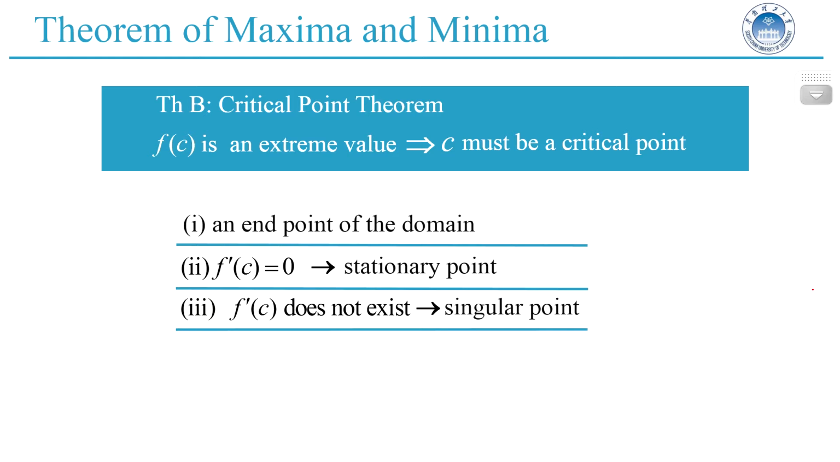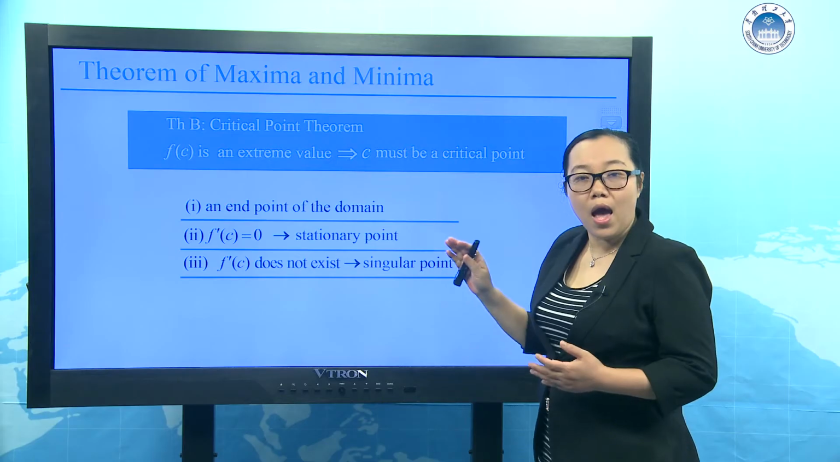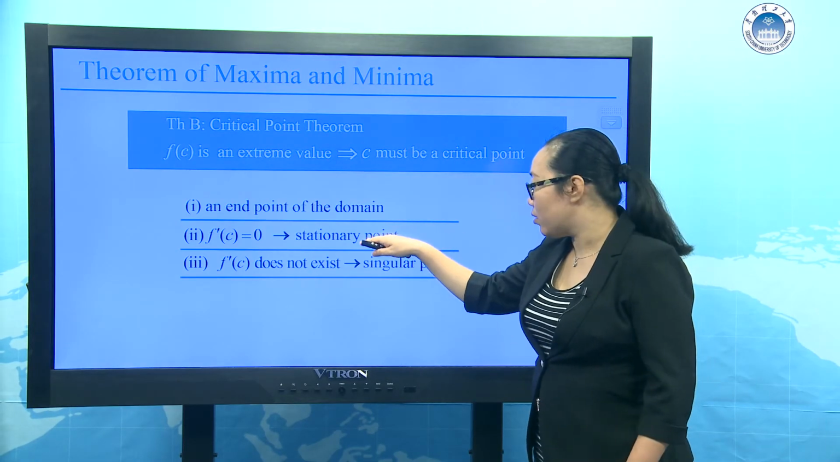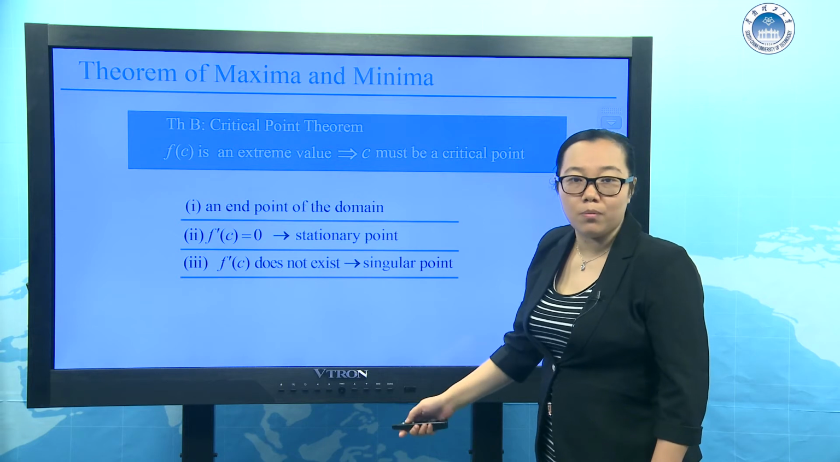So we have Theorem B. If f(c) is an extreme value, then c must be one kind of critical point: endpoint, stationary point, or singular point.